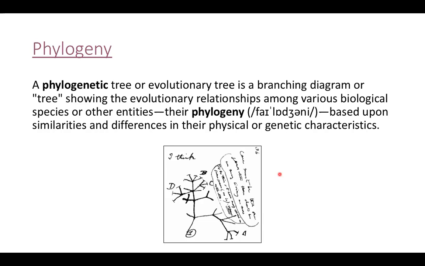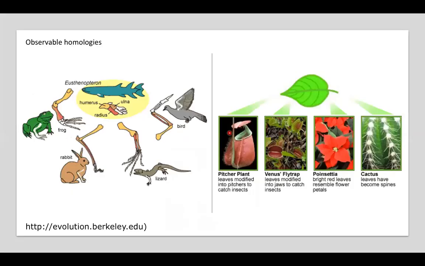And when he did this, he based all of his phylogenetic trees on the similarities and differences in their physical appearances, because he couldn't do anything else. He didn't have any genetic information. He could only look at the animals. So this is the kind of thing he did.